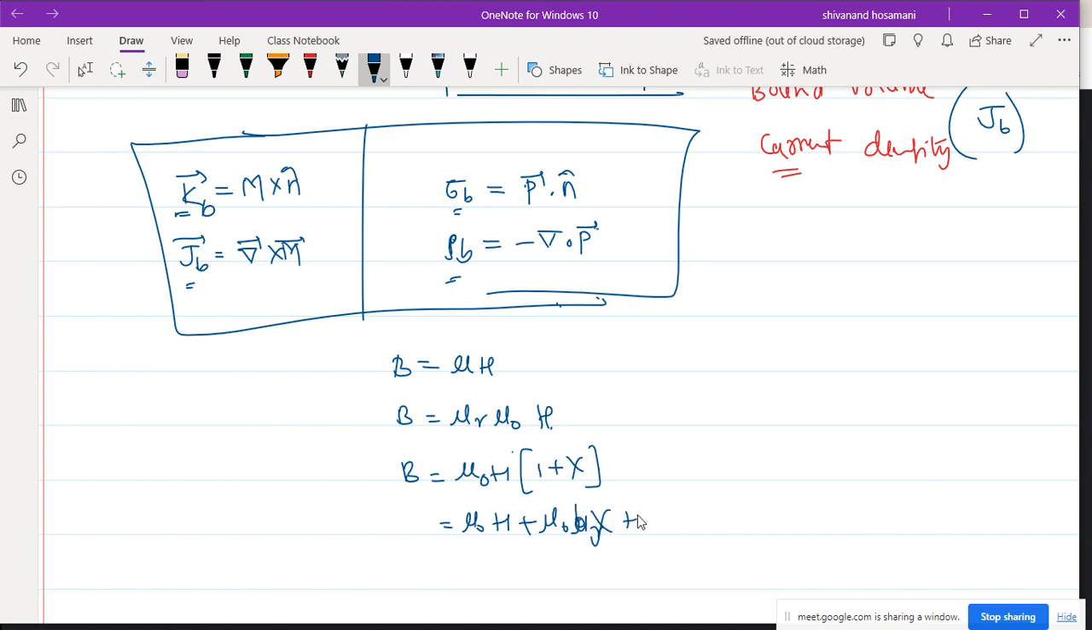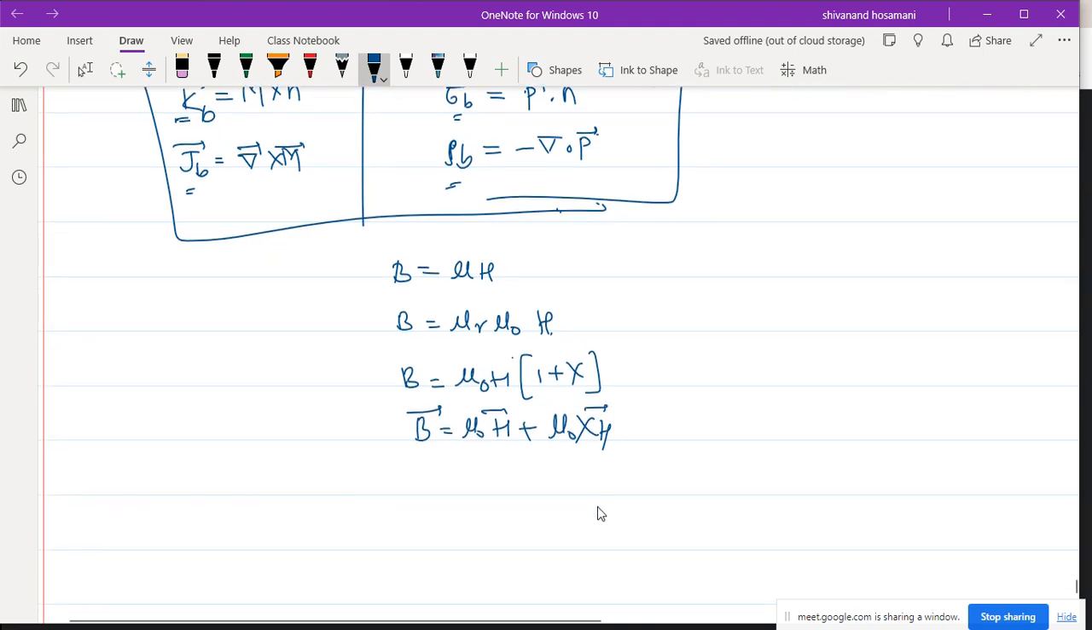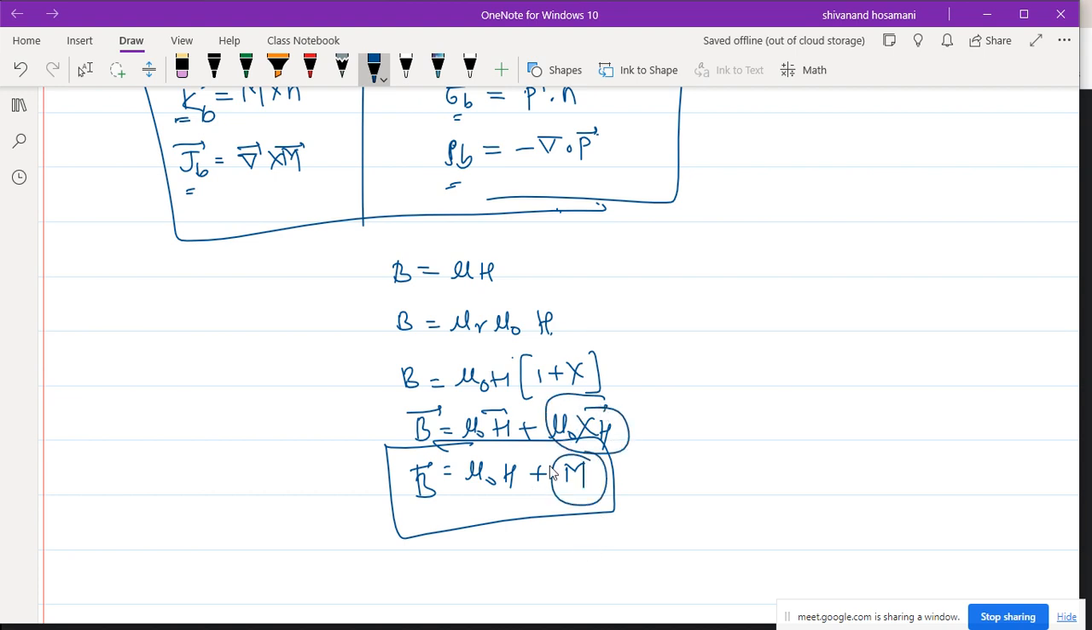What is this? Do you know what this means? Here mu naught H plus mu naught xi into H is equal to the magnetic field. So what is this mu naught xi into H? Is that M? M plus mu naught H is equal to B. Is it clear? Here mu naught xi into H we call polarization, and here magnetization. That is the relation. Done with this?